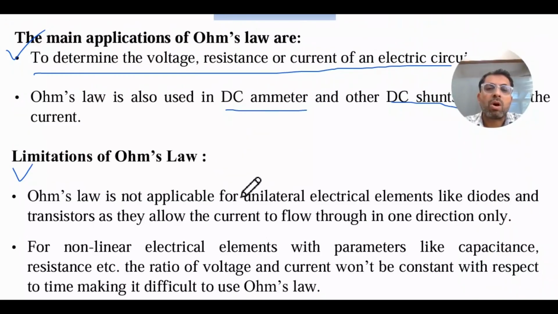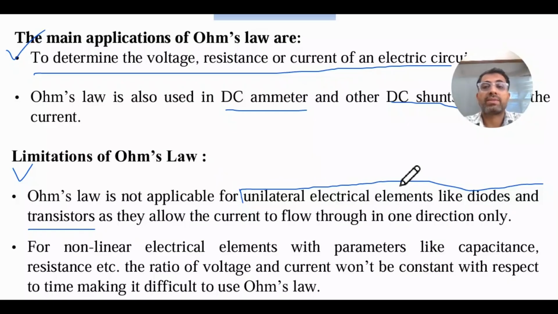Ohm's law is not applicable for unilateral electric elements like diode and transistor. So what is unilateral? That I have told you in the classification of elements. Ohm's law is not applicable for unilateral circuit elements, that is diode and transistor, as they allow the current to flow in only one direction. And what is the next? For non-linear electric elements with parameters like capacitance and resistance, the ratio of voltage and current won't be constant with respect to time, making it difficult to use Ohm's law. So these are the two limitations of Ohm's law.